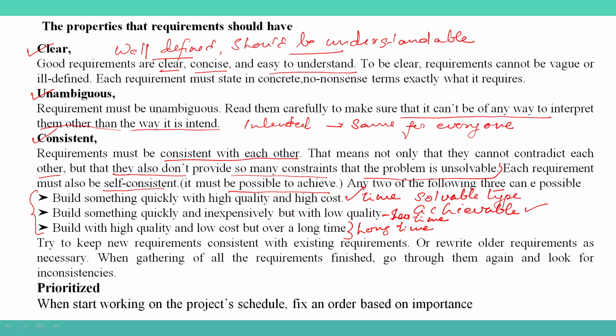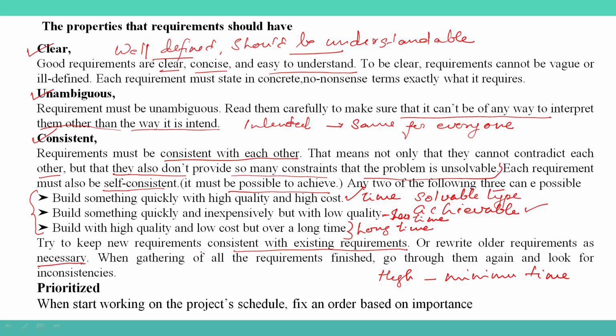നമ്മളുടെ context എന്താണ്? Build a high quality product in minimum time. ഇത് വളരെ ബുദ്ധിമുട്ടാണ് അല്ലേ? മിനിമം ടൈം. ഹൈ ക്വാളിറ്റി പ്രോഡക്റ്റ് ഇൻ മിനിമം ടൈം എന്ന് പറയുന്നത് കുറച്ച് ബുദ്ധിമുട്ടാണ്. But even then we have to try for that. Then try to keep new requirements consistent with the existing requirements. പുതിയ requirements വരികയാണെങ്കിൽ അത് നമ്മളുടെ പഴയ റിക്വയർമെന്റുകളുമായിട്ട് എങ്ങനെ യോജിക്കുന്നുണ്ട് എന്ന് നോക്കണം. Or rewrite the older requirements as necessary.